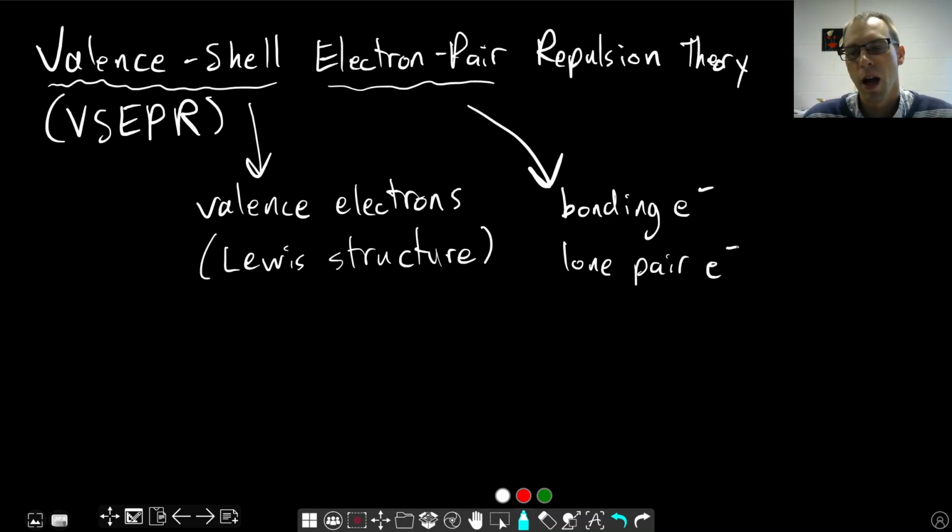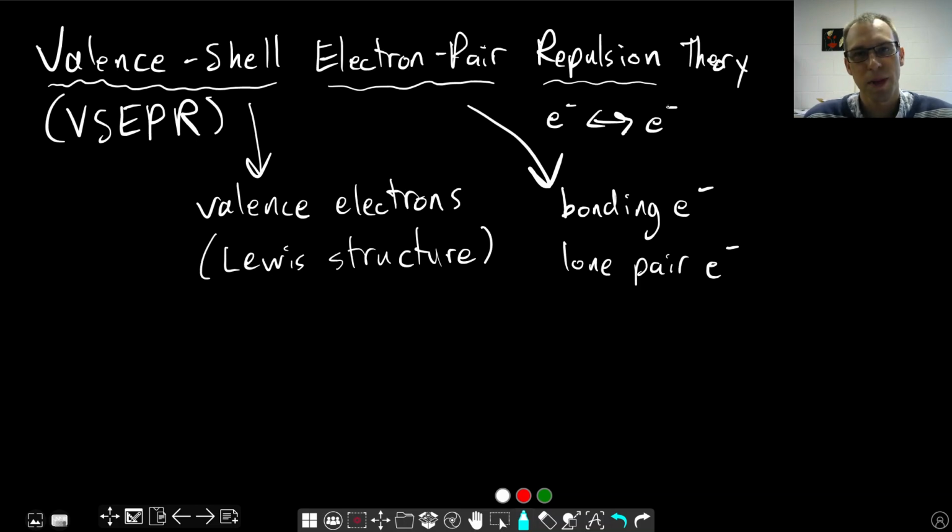And then repulsion: the fact that electrons don't like each other, or to be more scientific about it, electrons repel each other. Because they're both negatively charged, they don't want to be near each other. The energetics push them away from each other. So the idea is that if we're thinking about a central atom that has bonds around it as well as lone pair electrons, those are going to repel each other. The molecule is going to arrange itself such that those repulsions are as small as possible. So basically you try to get the electrons as far apart as they can get from each other.